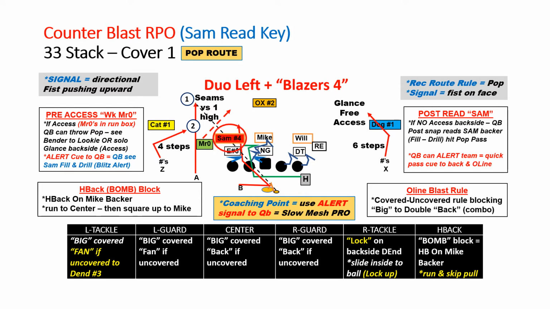All right, fourth defense is a 33 stack, cover 1. Again, odd front, but now the linebackers are stacked over the defensive linemen, and cover 1 because we have 1 high safety with man coverage underneath.